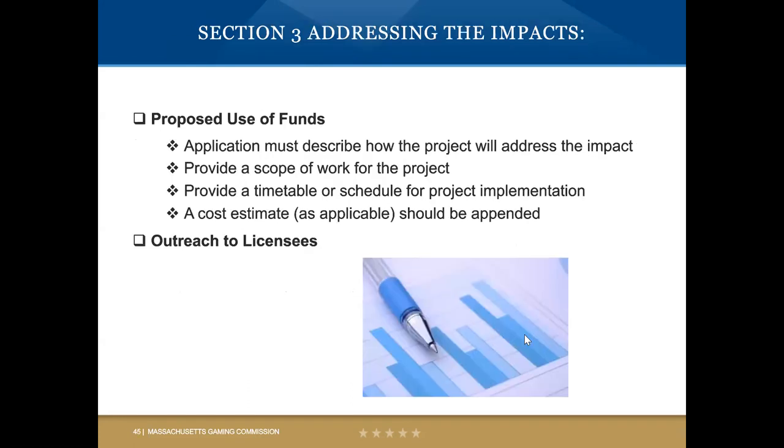Next, addressing the impacts. Having a proposed scope, budget, and timeline is very helpful in the analysis of the application. Additionally, a scope, budget, and timeline is required in the grants. So in order to release funding, the commission staff reviews and approves the scope, budget, and timeline prior to the releasing of any funding. And just as a side note, we would appreciate you rounding figures up to the nearest 100. We do not need to know that it's $83.43.